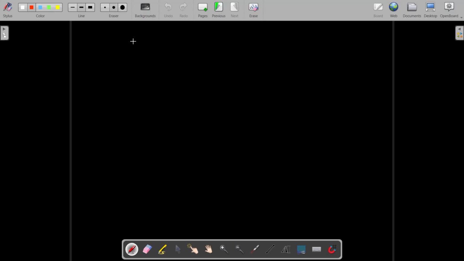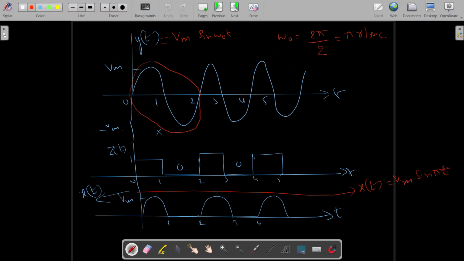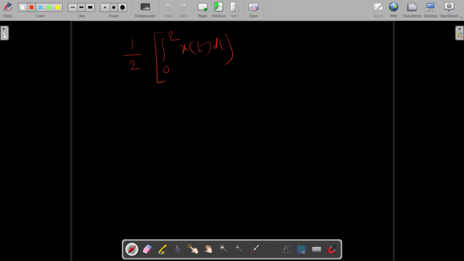So this is 1 by 2, correct? From 0 to 2, x of t dt. Let us see here. This is what we need to find, right? 1 by 2, 0 to 2, x of t dt. Okay, so let us go to the next page.